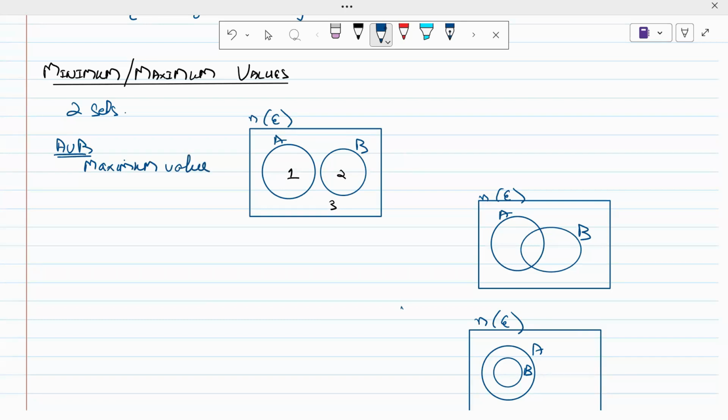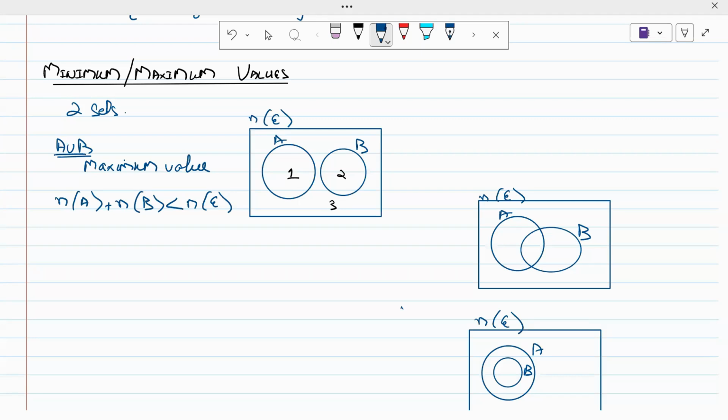For considering this scenario, A union B to be maximum, you have to be sure that N of A plus N of B should be less than N of E. Then only you can consider this case. N of A plus N of B less than the universal means whatever elements are there in set A plus whatever elements are there in set B, as a whole, their sum should be less than the universal. Then only you can consider the case of disjoint sets and have the maximum value of A union B.